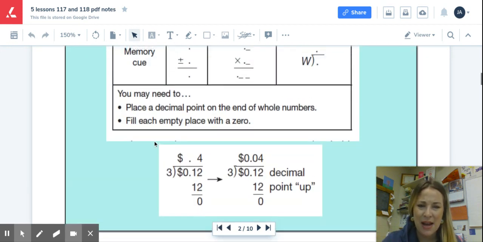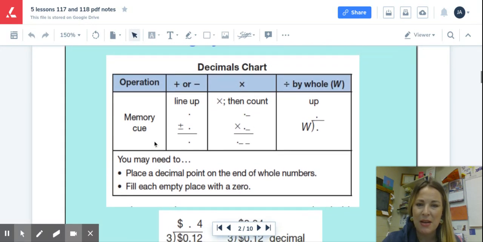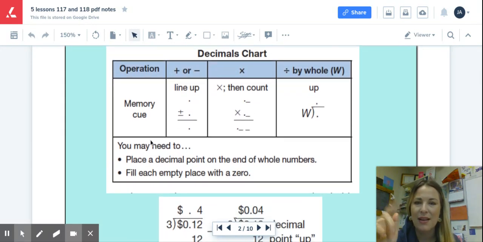I'm just going to skim by this. This will be in your notes. I don't love this diagram. It's a little confusing for me.